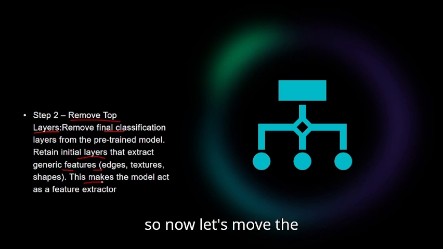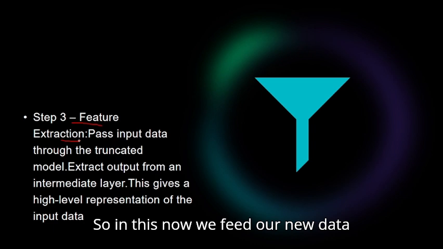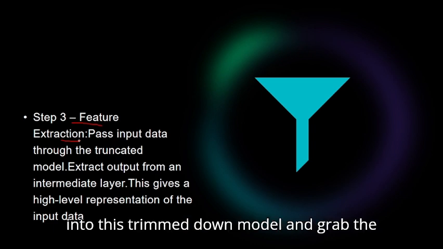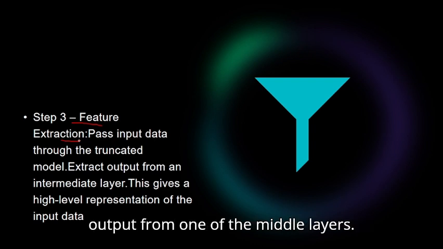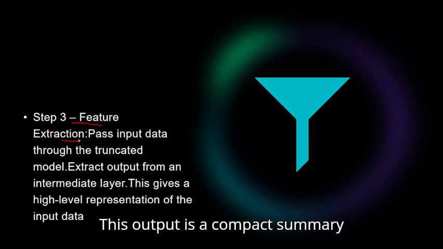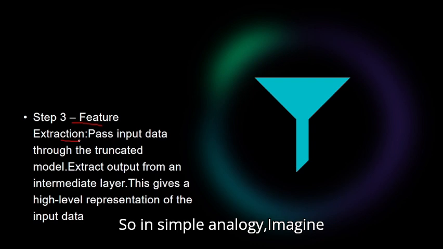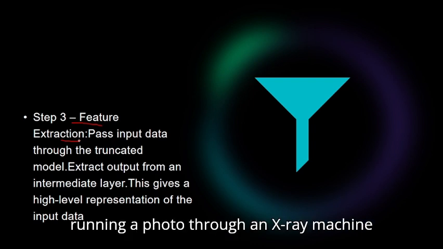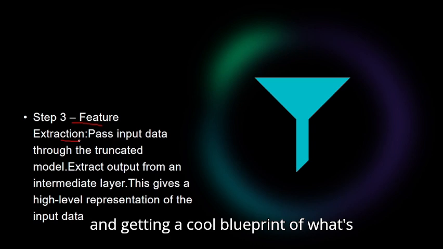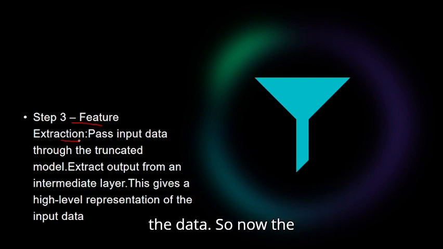Okay, so now let's move to the next step, that is feature extraction, the main thing. In this, we now feed our new data into this trimmed down model and grab the output from one of the middle layers. This output is a compact summary of the important features of the input. In a simple analogy, imagine running a photo through an X-ray machine and getting a cool blueprint of what's inside, not the final decision, just the data.